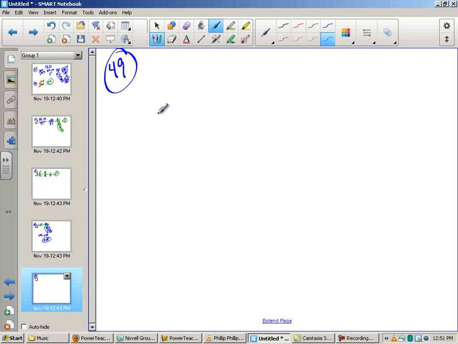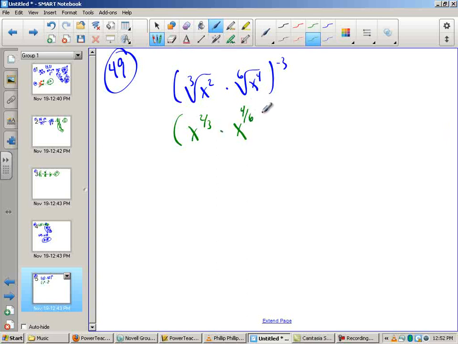And then last but not least, 49. These, I didn't really go into these in class, and so if you have questions about them, I understand completely. But on 49, you start with the cube root of x squared times the 6th root of x to the 4th, all raised to the negative 3rd. Okay? And we want to be able to evaluate this. Well, written the way it is with these roots, it's going to be complicated to work with. So I'm going to write that as x to the 2/3 times x to the 4/6, to the negative 3rd.